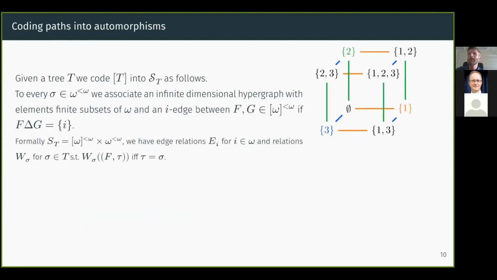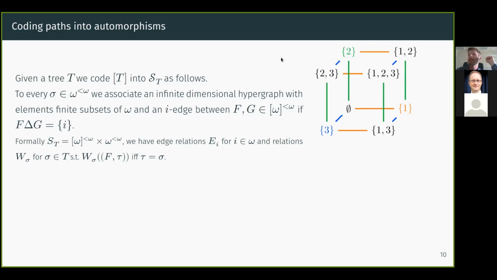So what did Turetsky do? He took a tree T and coded the path through the tree into a structure S_T as follows. For every finite string sigma, he associated an infinite dimensional hypergraph, where the elements can be looked at as finite sets. And there's an edge labeled with i between two finite sets f and g if the symmetric difference between f and g is {i}.